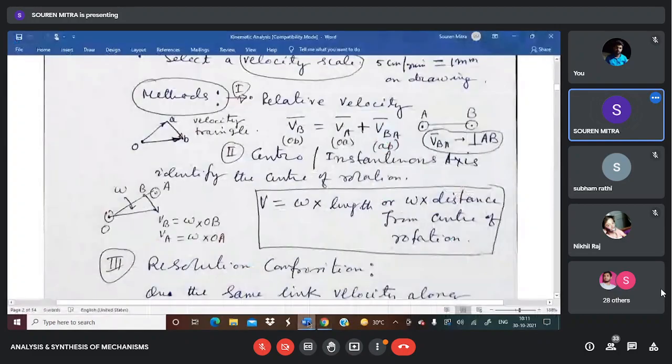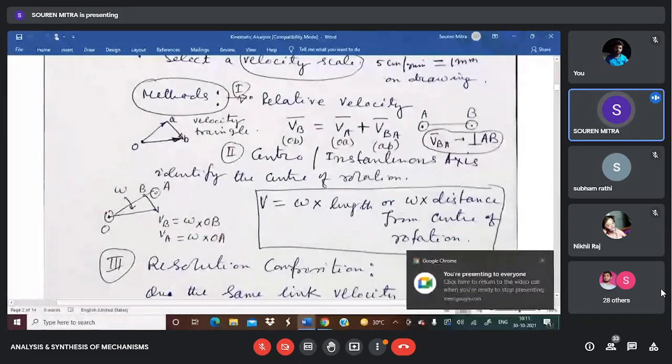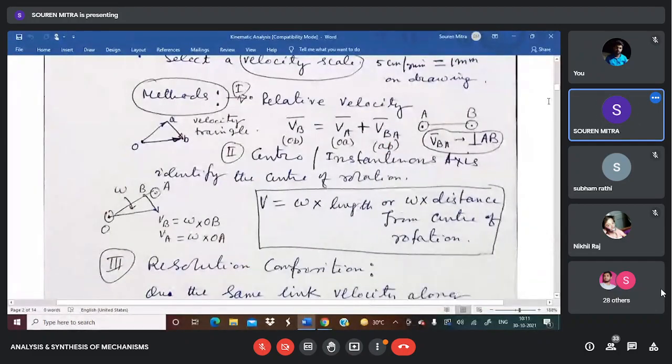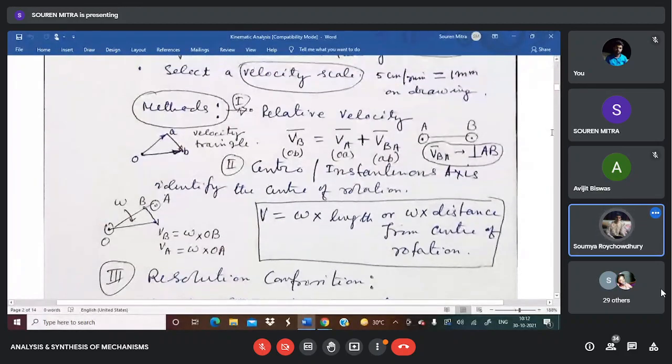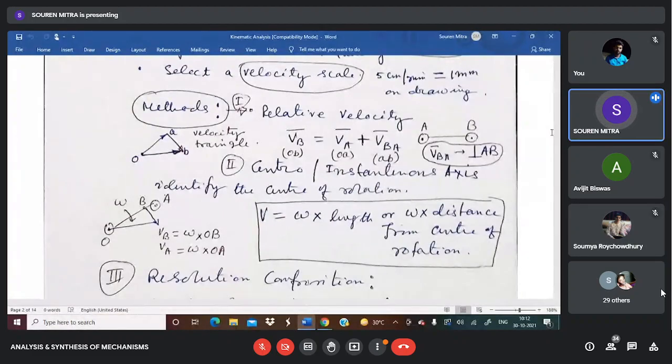Yes? I asked a question. I want an answer to that. Sir, we have done the basics of relative velocity. Hmm? Relative velocity method you didn't study in your mechanics class? Yes, sir. Okay, the method is same.